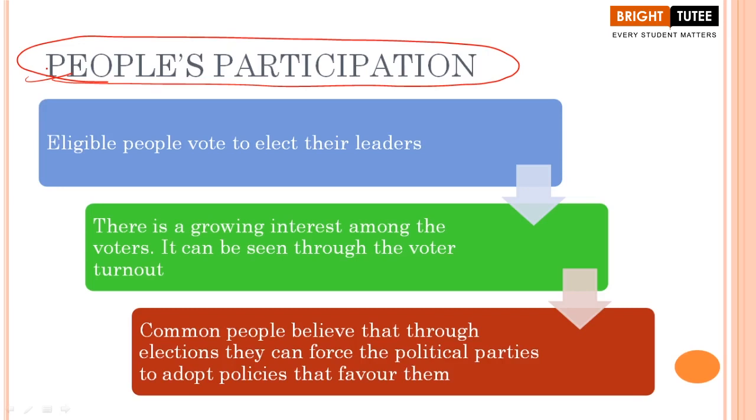Now what are these ways? The first point that we need to remember is that eligible people vote to elect their leaders. Yes, one of the most important points is that in our democracy, people who are eligible to vote should elect their leaders. We know that in the present scenario, our economy has improved, but again, it's declining. So here we have to understand that we are a developing country, not a developed one.